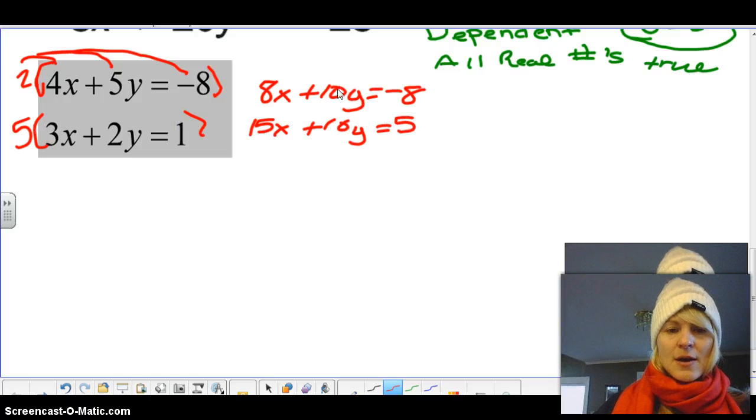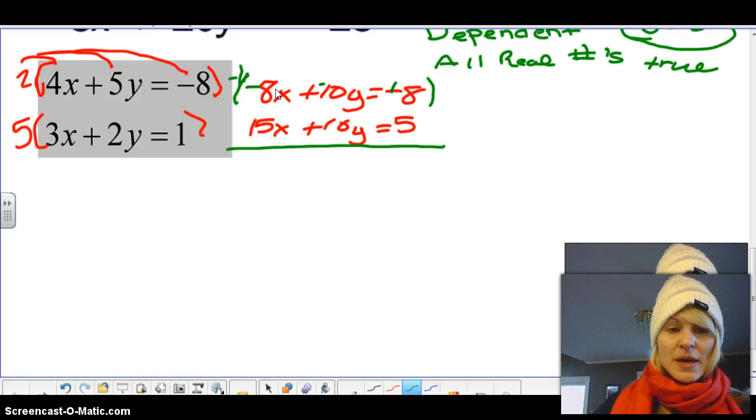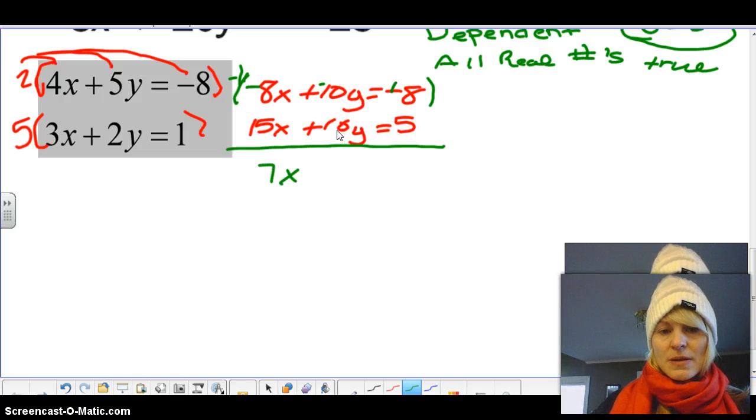Now right now, 10y and 10y, they're both positive, so neither one of those is going to cancel out. So I need to multiply through by a negative, and it doesn't matter which one I do. I'm just going to pick this top one. So I need to multiply the entire thing by negative 1. To save a step, if you can see that ahead of time, we could have just multiplied through by negative 2. So this would give me negative 8, negative 10, and positive 8. Now when I add them up, I have negative 8x and 15x, which gives me 7x. And then negative 10y and positive 10y is going to give me 0. And then 8 and 5 is going to give me 13.